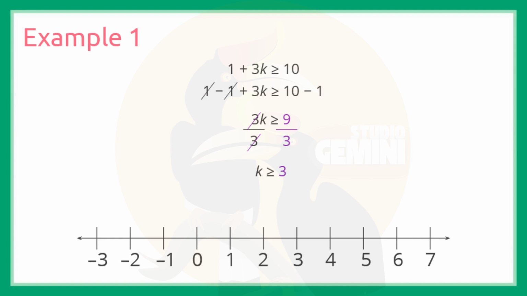Now it's time to graph our solution on the number line. Since 3 is included in the solution, we will start by filling in a circle at 3. All other values greater than 3 are represented to the right of the 3 on the number line. So we'll draw our arrow to the right to show all those values that are solutions to this inequality.